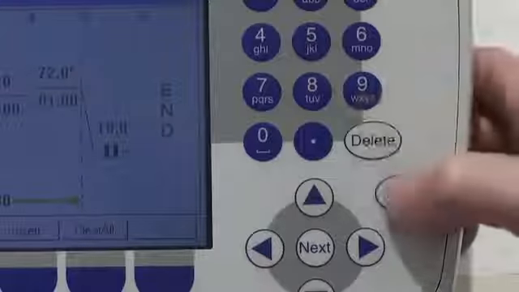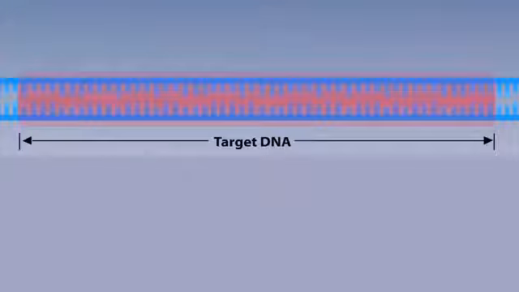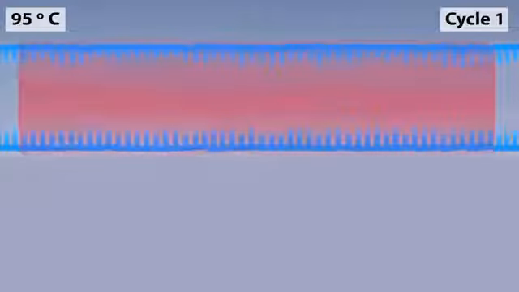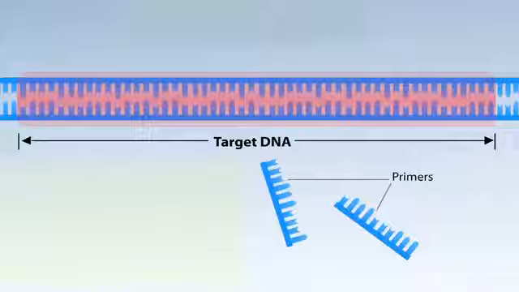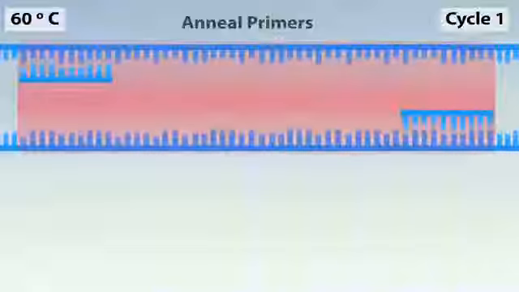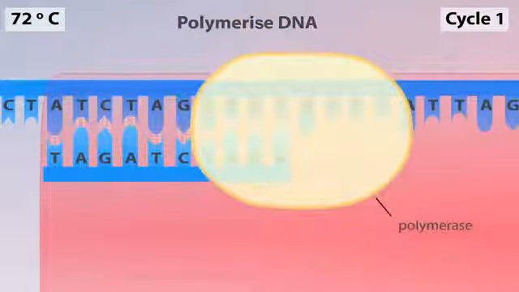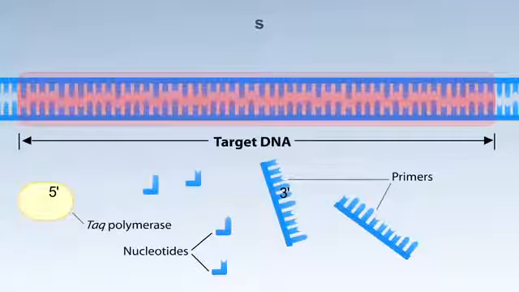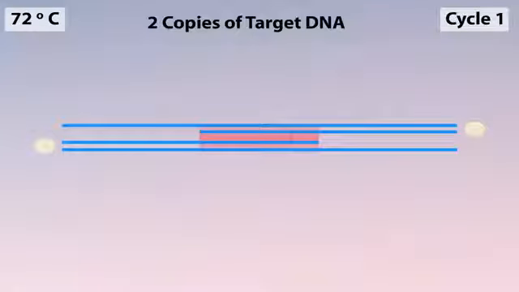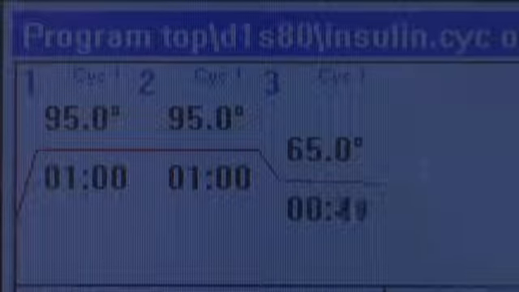This machine changes temperature according to a program I've entered. To start the process, the DNA template is made single-stranded by heating to 95 degrees Celsius. The temperature is lowered to about 60 degrees Celsius to allow the primers to anneal. The temperature is then raised to 72 degrees Celsius, the optimal temperature for this type of polymerase, which adds nucleotides to the 3' end of the primer. DNA polymerases can only extend from an existing piece of DNA, and it copies the template until both strands are replicated. Because we want loads of copies, we're going to repeat that cycle 30 or 40 times.